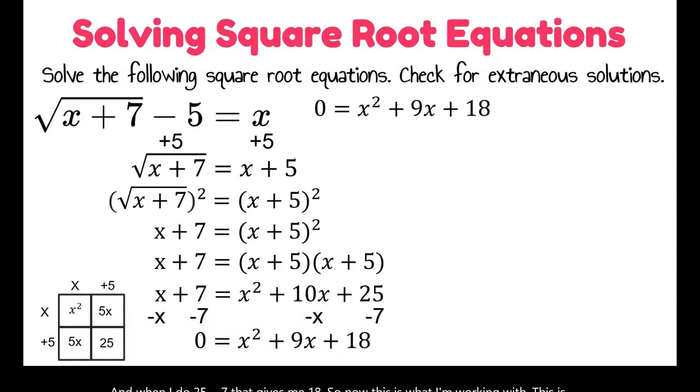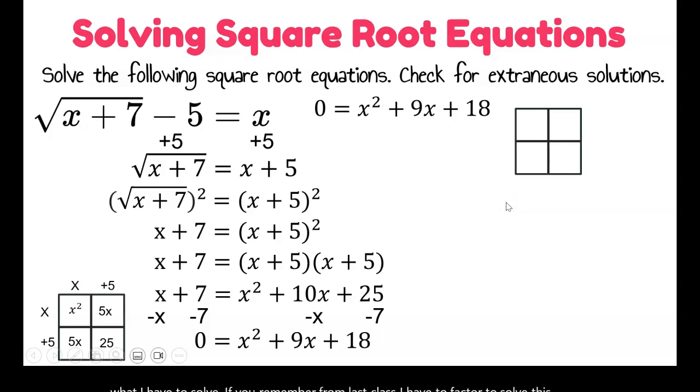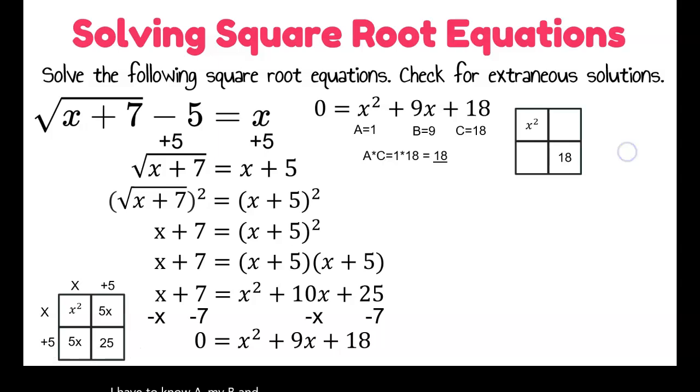If you remember from last class, I have to factor to solve this equation. And remember, I factor using the box. First, I know that in this first space, I can put x squared, and in this last space, I can put 18. And remember, that's always the case. The first thing goes in the first box, the last thing goes in the last box. But the question is, what goes in the middle? So remember, I have to know my A, my B, and my C. And I'm looking for factors of A times C, so 18, factors of 18, numbers that multiply to 18 that end up adding to 9.